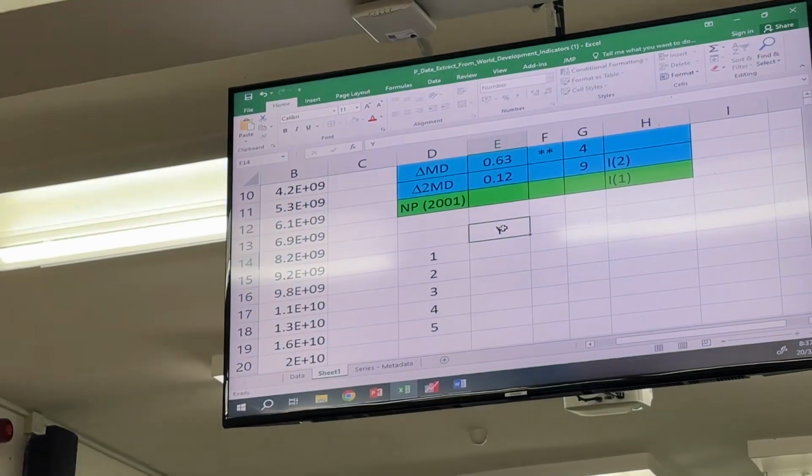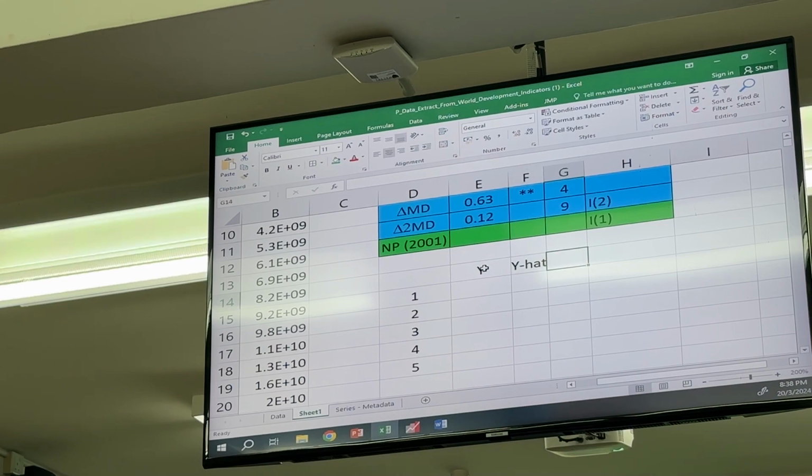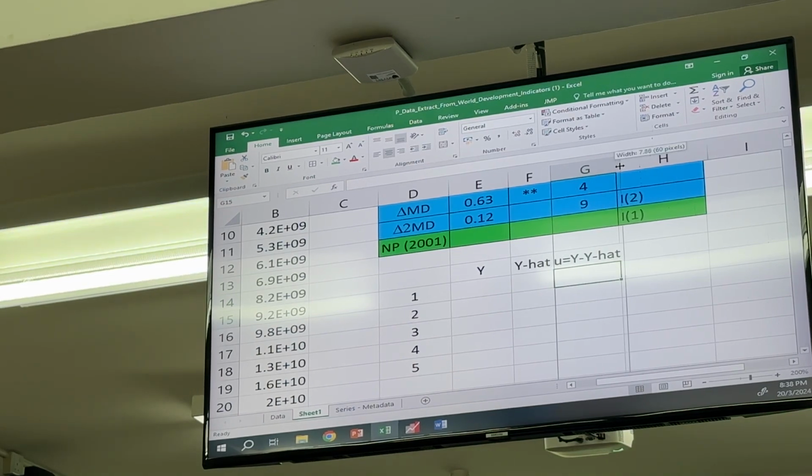Y, right? I have the y head. Then you will start to ask, where is y head? Y head is what you get after you estimate; it is our estimated model. So the residual, I represent it as u. U is y minus the y head. So this is how we get the residual.